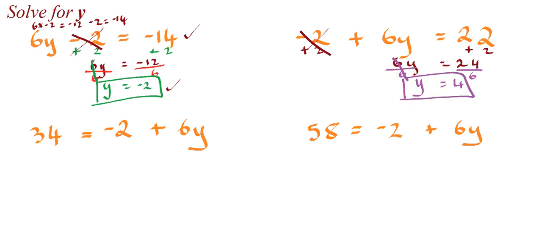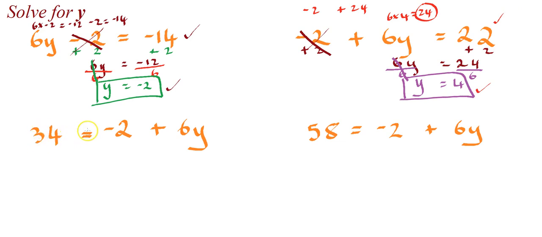And let's just check that out. So 6 times what is y? 4, right? 6 times 4, what is that? That's 24. And it was minus 2 plus 6 times y, which we now know is 24. So minus 2 plus 24 does equal 22. So that means that y equals 4 is correct.